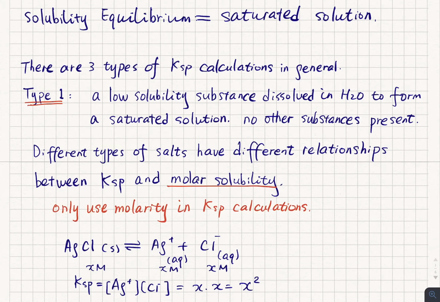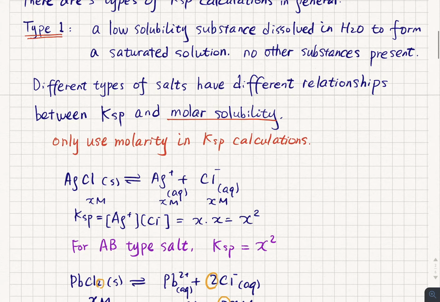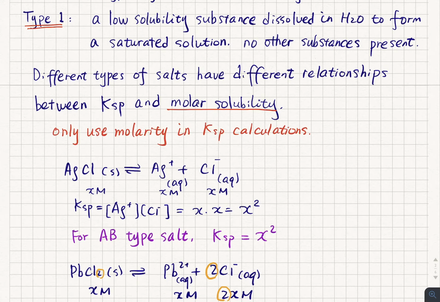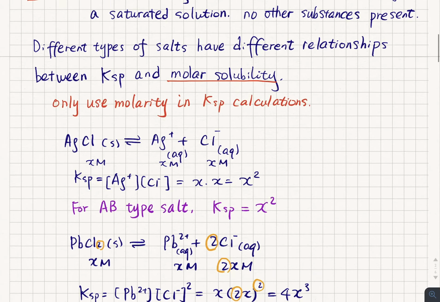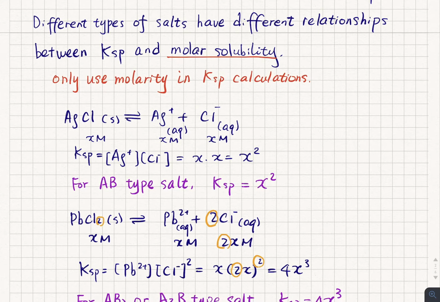Different types of salt will have different relationships between their Ksp and their molar solubility. One thing to emphasize here is Ksp is ultimately a KEQ. So with all the Ksp calculations, you have to use molarity as the unit for the solubility. You can't use anything else. Anything else you have to convert into molarity to plug into the Ksp equations.